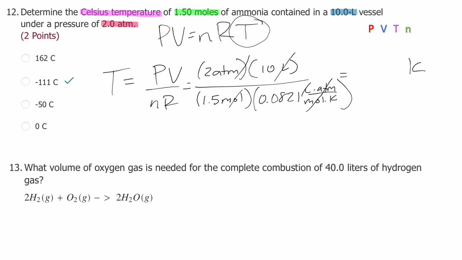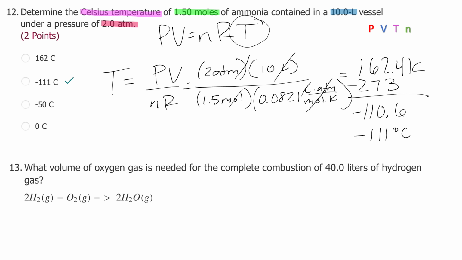And then we're going to divide it by 0.0821. That will give us 162.4. We're going to subtract 273 from that. And we get negative 110.6, which will round to negative 111 degrees Celsius.